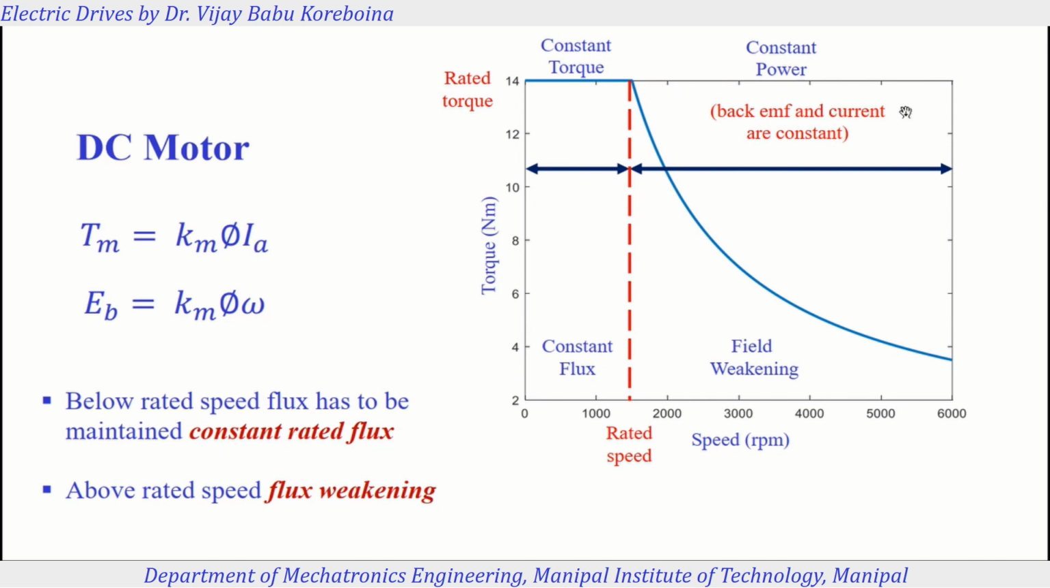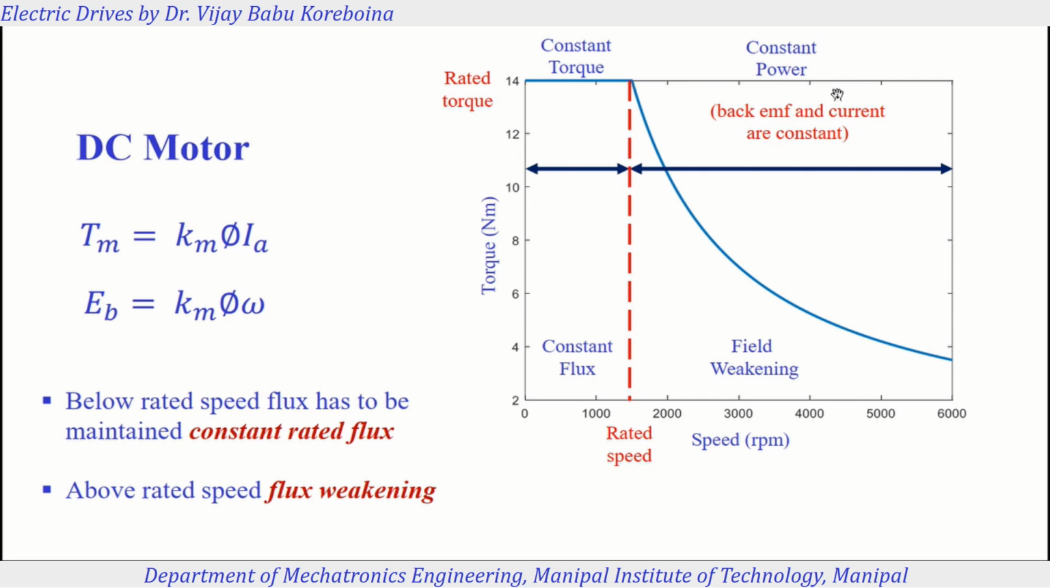When it comes to the constant power region, we know very well that above this rated speed, all the rated values like EB, the back EMF, as well as current are to be retained at the rated value. If you keep on increasing EB above the rated value as speed increases, it would cause damage to the motor drive. So above this rated point, as we have discussed in the class, the back EMF and the current are supposed to be retained at the rated value from this point onwards.